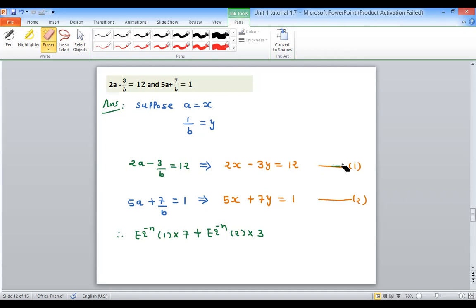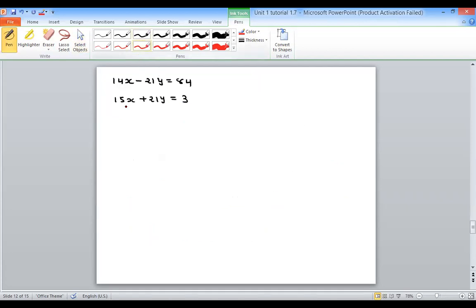Now simply add the both variable. Look here, plus 20 minus 20 cancel. 15 plus 14, it's 29x. 84 plus 3 gives us 87. Hence, x is equal to 87 upon 29.